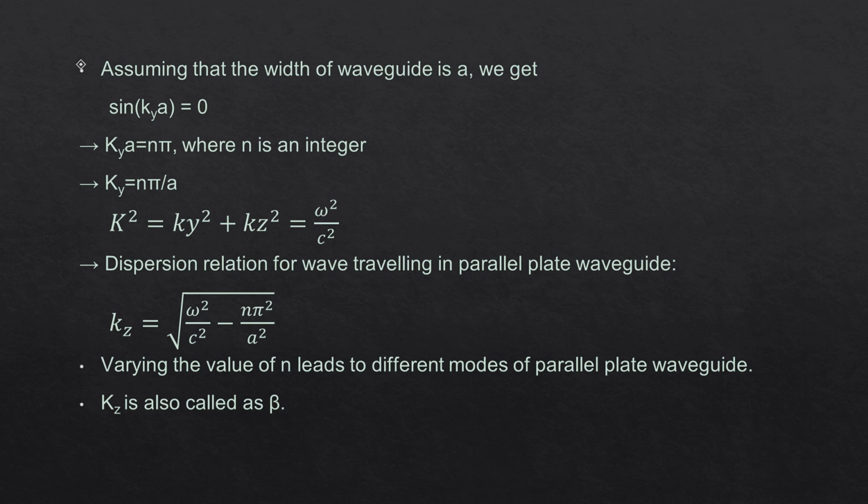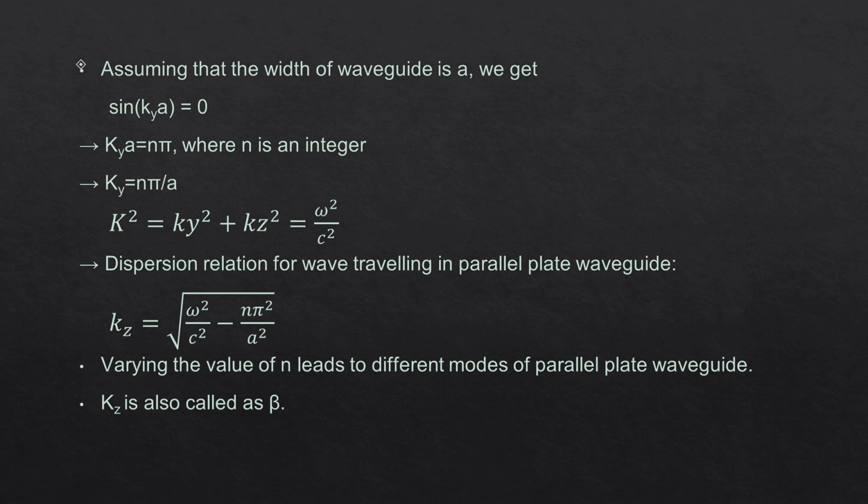Assuming the width of the waveguide to be a, Ex should be 0 at y equal to a. So, this gives sin(ky a) equal to 0. Hence, ky a equal to n pi and ky equal to n pi by a. Now, we know that k square equal to kx square plus ky square plus kz square. Note that kx square is 0 in this condition, hence k square is equal to ky square plus kz square equal to omega square by c square.